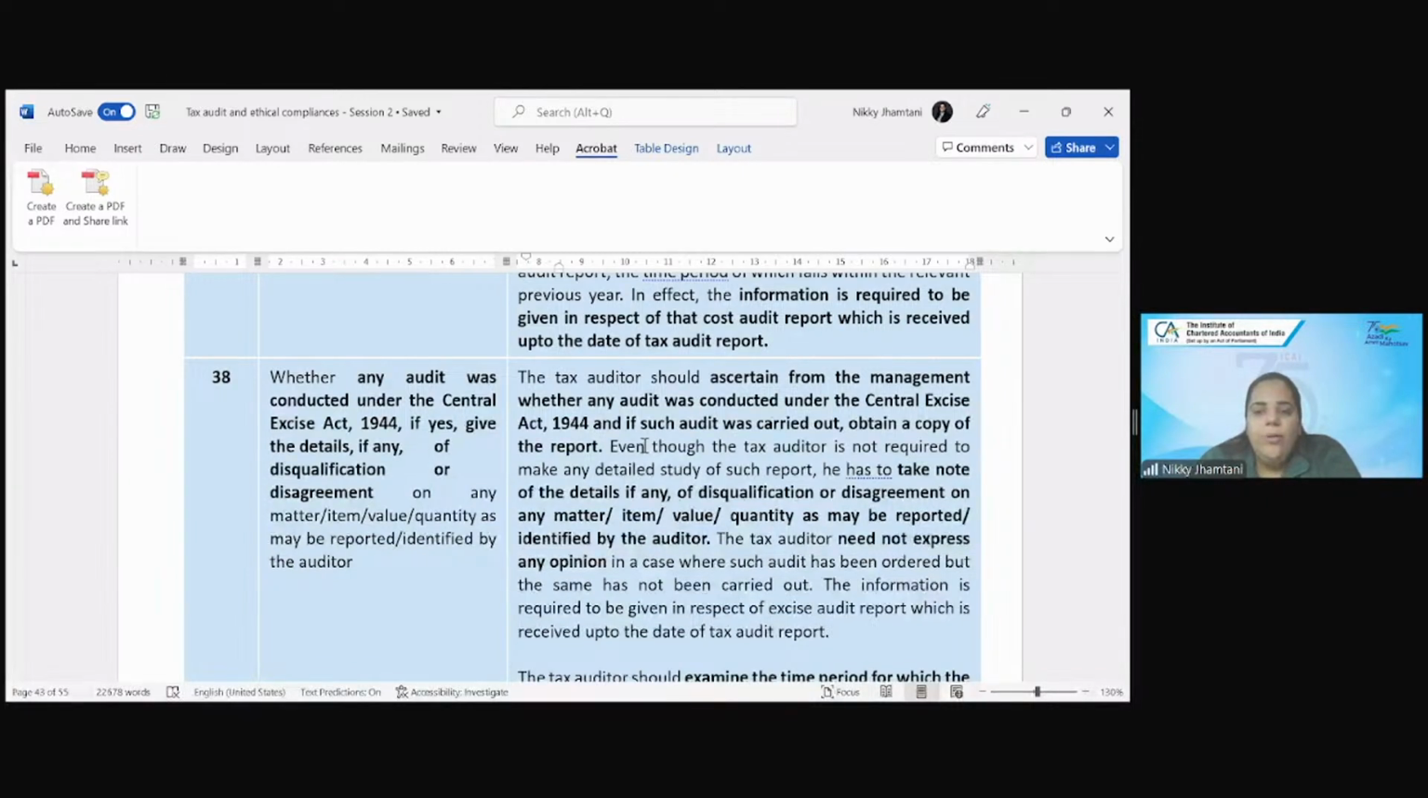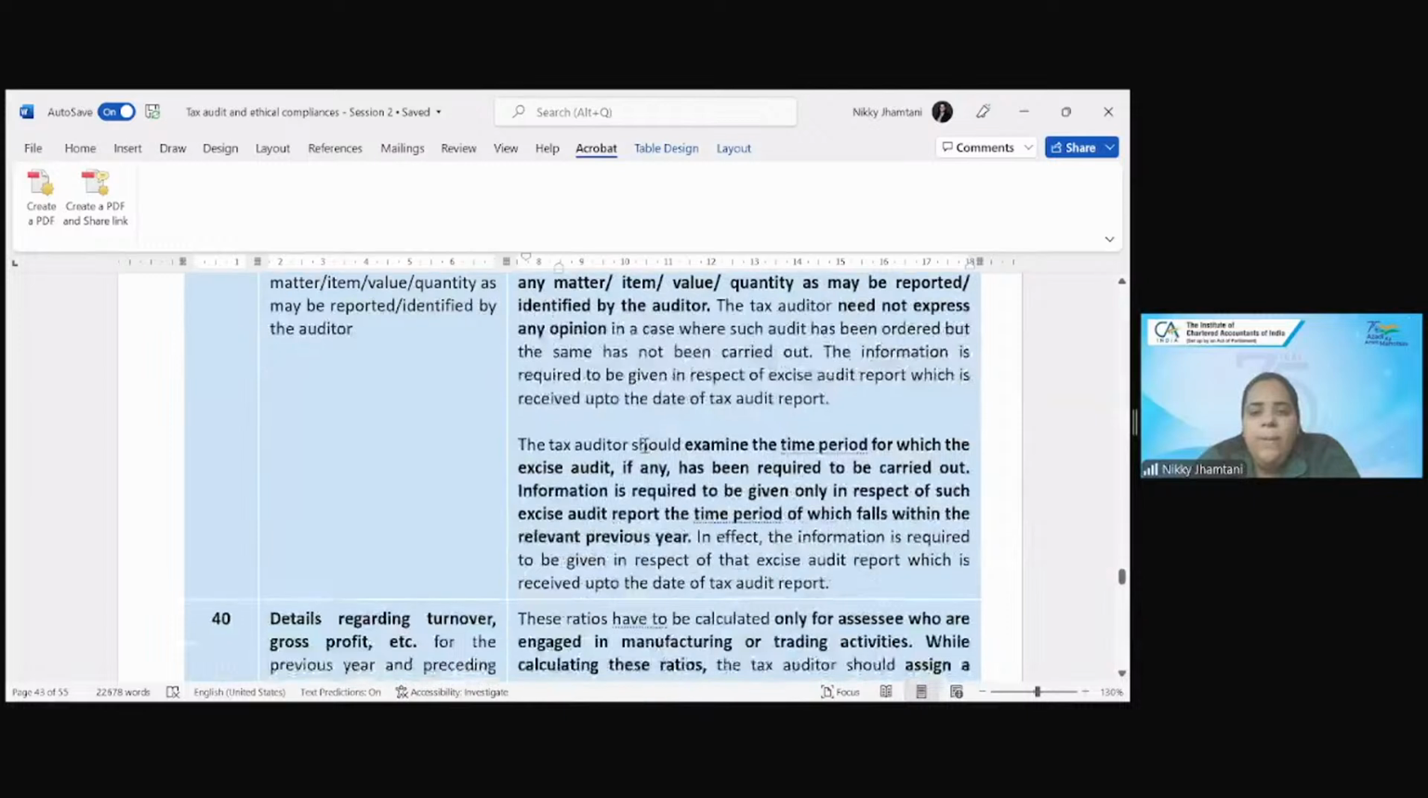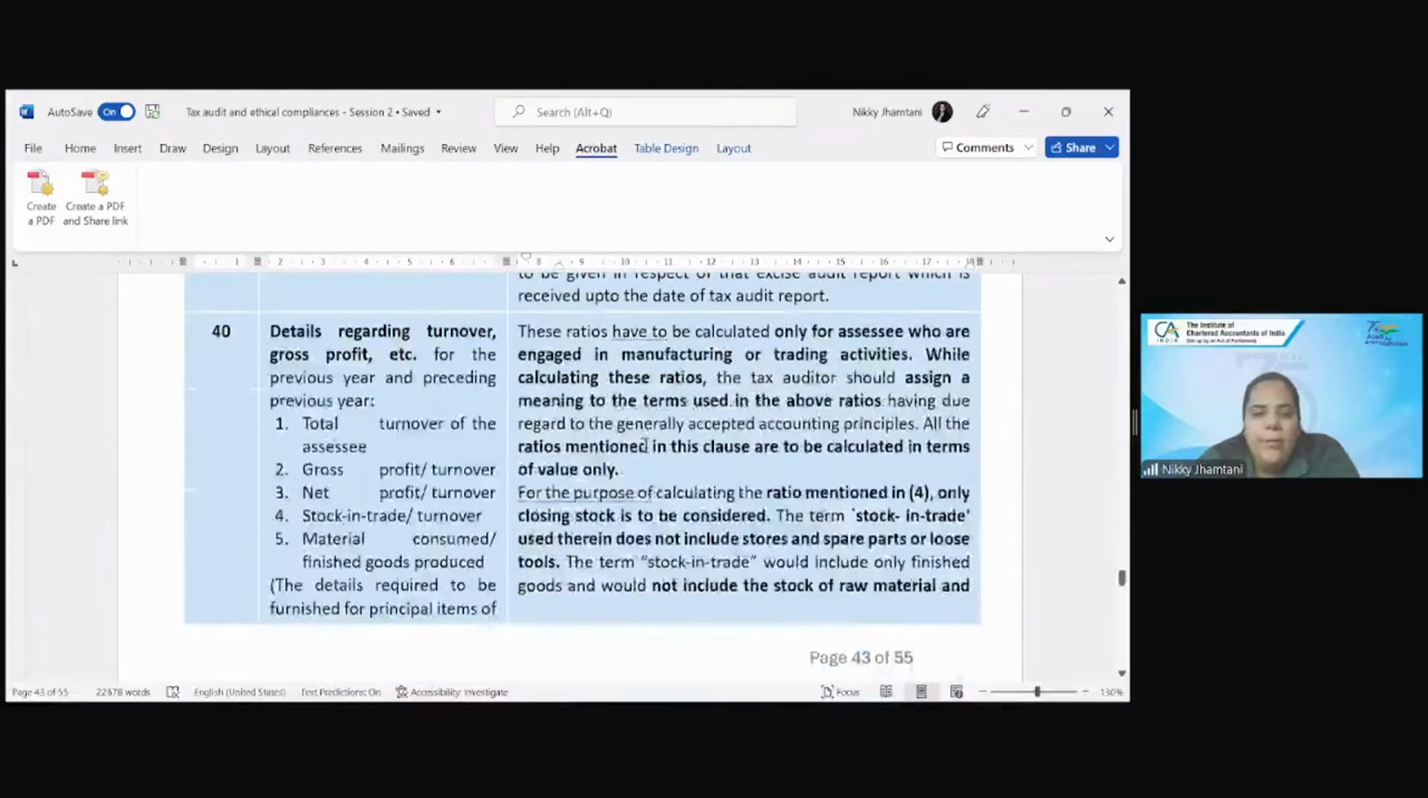So the tax auditor should ascertain from the management whether any audit was carried out under the central excise law, and if such audit was carried out, obtain a copy of the report. And he does not need to do a detailed study, but whatever details there are and any disqualification or disagreement, he has to mention it. He should also examine the time period for which the excise audit has been required to be carried out. Information is required to be given only in respect of such excise audit report, the time period of which falls within the relevant previous year.